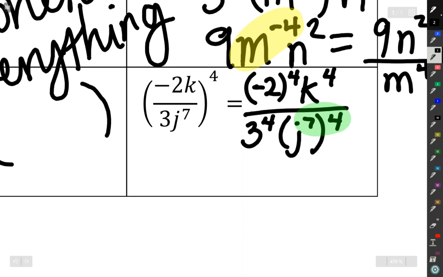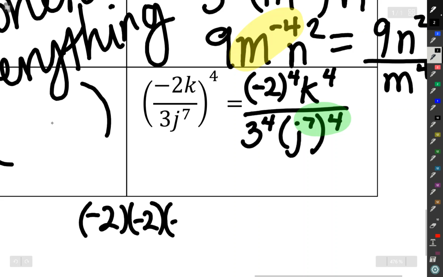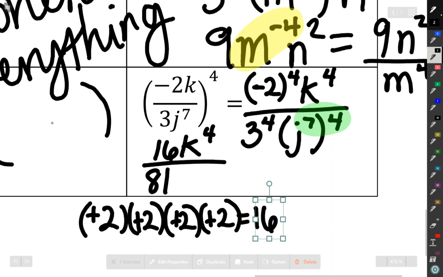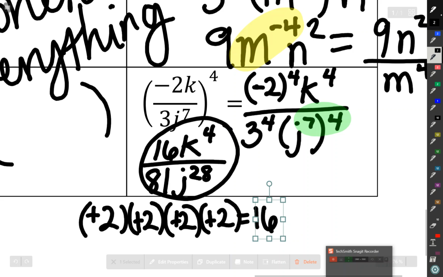Okay, negative 2 to the 4th power is negative 2 times negative 2 times negative 2 times negative 2. When you pair up negatives, they cancel. So this is really just 2 times 2 times 2 times 2, which is 16. Okay, so I have 16 k to the 4th on the top. 3 to the 4th is 81. J to the 7th to the 4th, you multiply the 7 times 4, you get 28. So this is the answer. And we're done with the review.